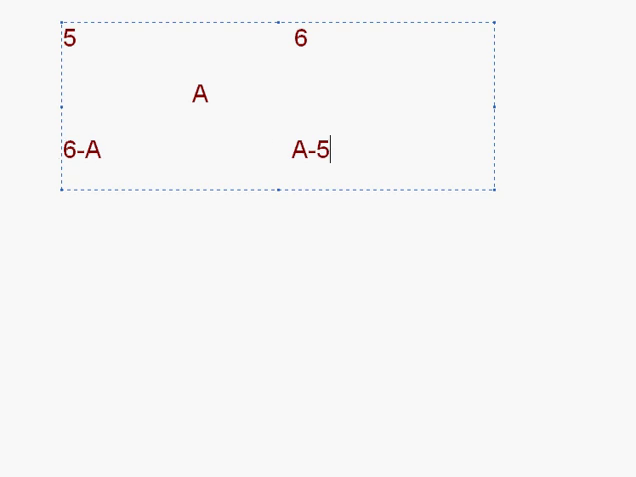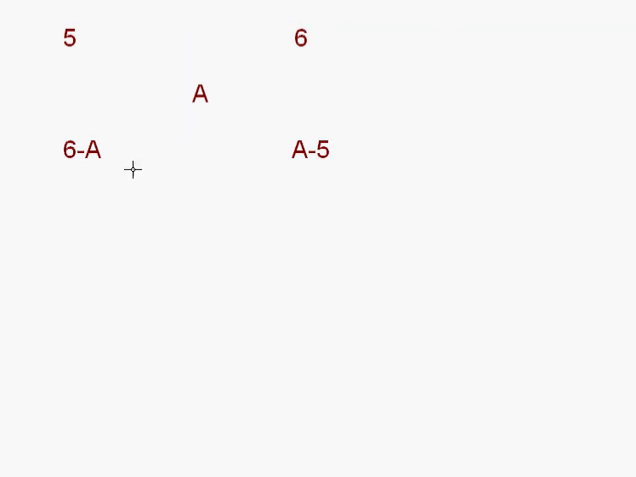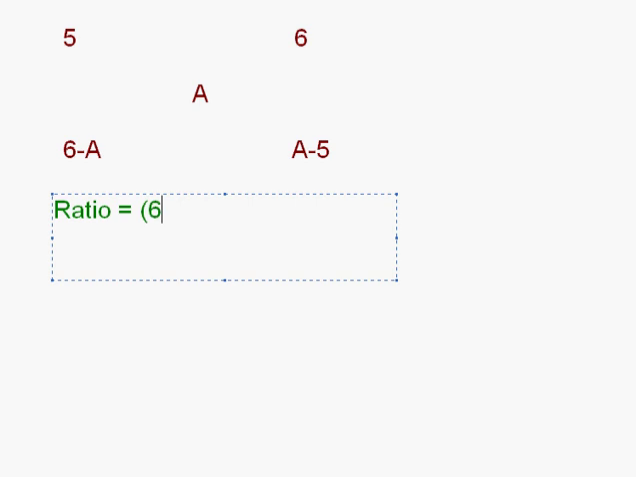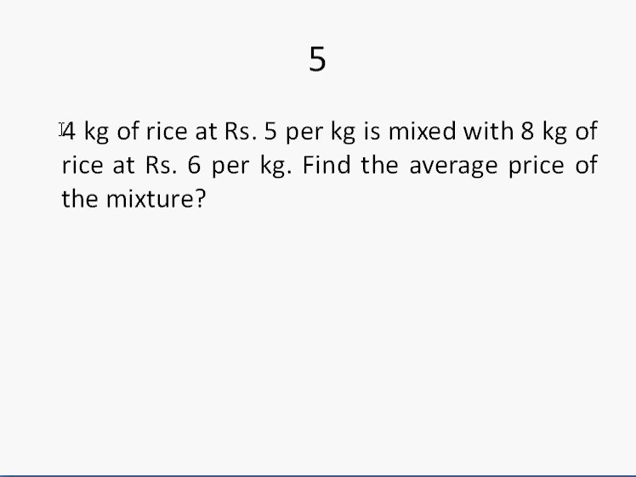Now what's the ratio? So the ratio will be 6 minus A is to A minus 5. Okay, so this ratio is for what? This ratio is for quantity. Okay, this is for quantity 1 is to quantity 2, right? Now what is quantity 1 and what is quantity 2? Now move back to the question again. Look, quantity 1 is 4 kilogram of rice and quantity 2 is 8 kilogram of rice.